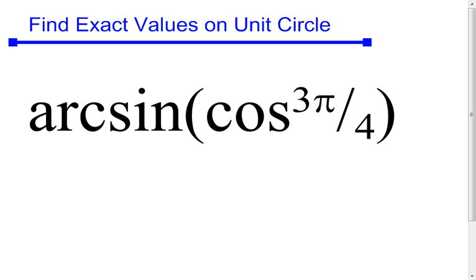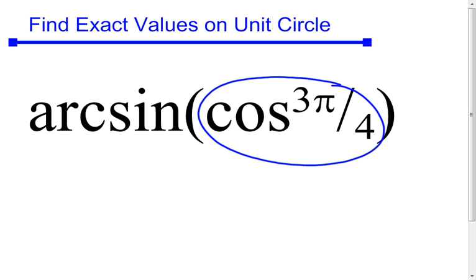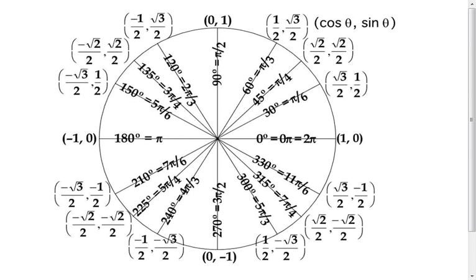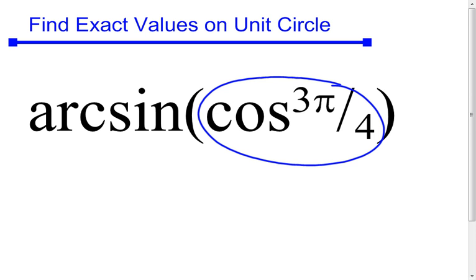Cosine at 3 pi over 4. X value at 3 pi over 4. So your x value at 3 pi over 4, if you go over here, is right here, which is negative root 2 over 2. Okay, so negative root 2 over 2 is what's inside that circle.